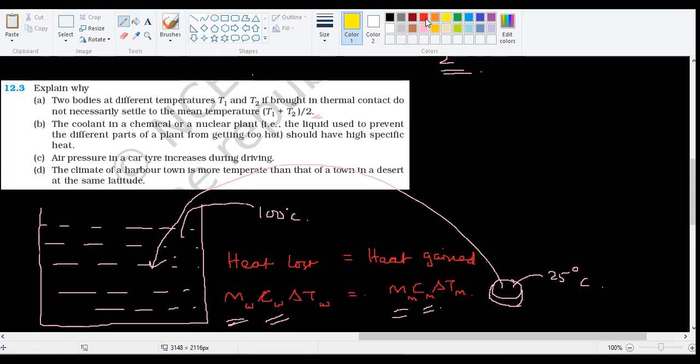Okay, let's go to the second one. Which one do you have doubt in, Kirtan? Which one did you try, or do you have doubt in all of them? The last one. The climate of a harbor town is more temperate than that of a town in a desert at the same latitude.